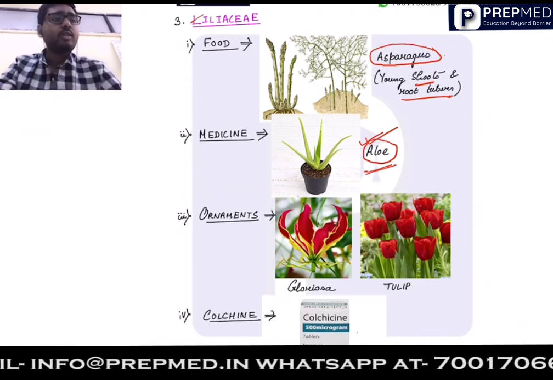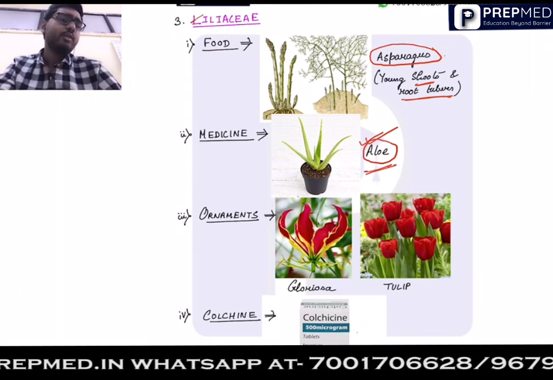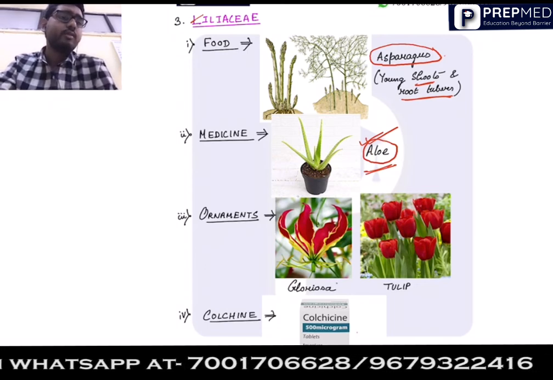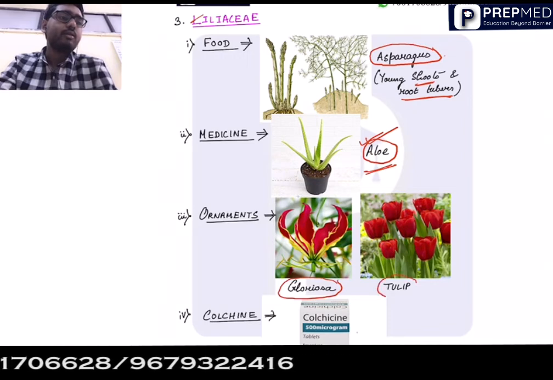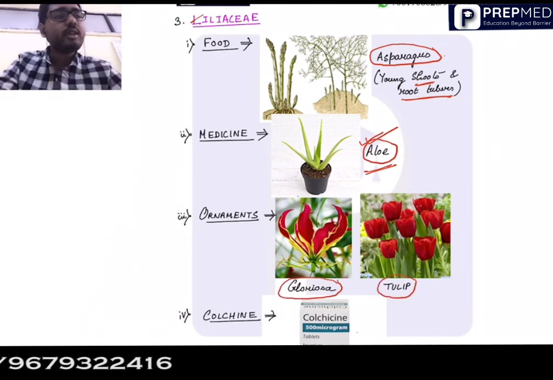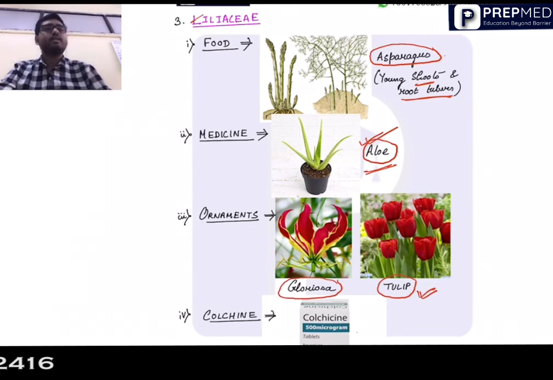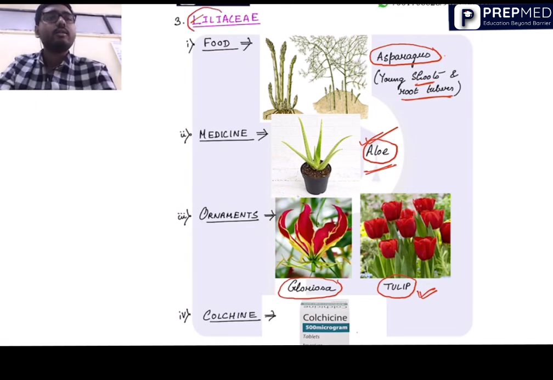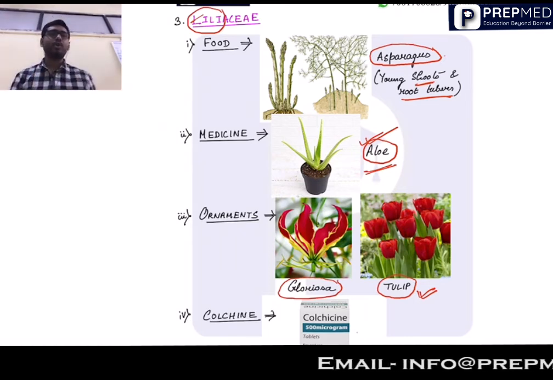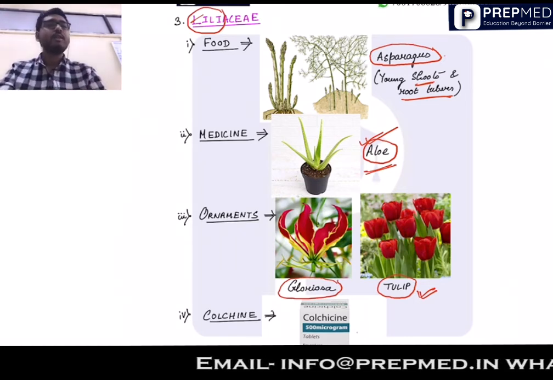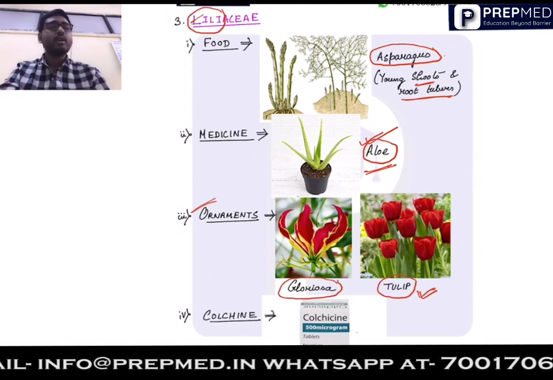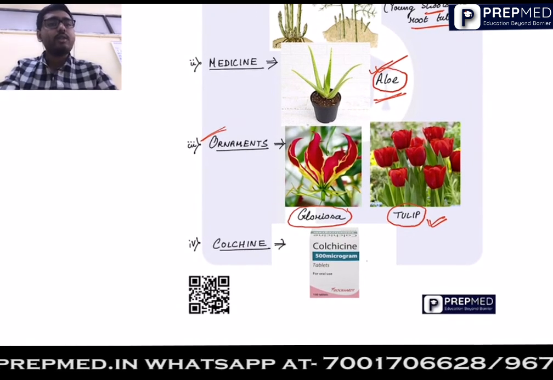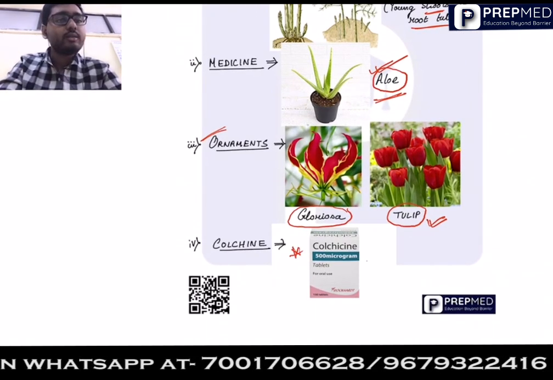And don't these plants look really beautiful? Gloriosa and tulip. Tulip you can remember because it looks a bit like a lily, isn't it? Liliaceae family, lily. So it's tulip. And gloriosa would kind of glorify you or your house because it's an ornamental plant. So gloriosa, ornamental. Now come to another important part, which is medicine, colchicine. It's very important.